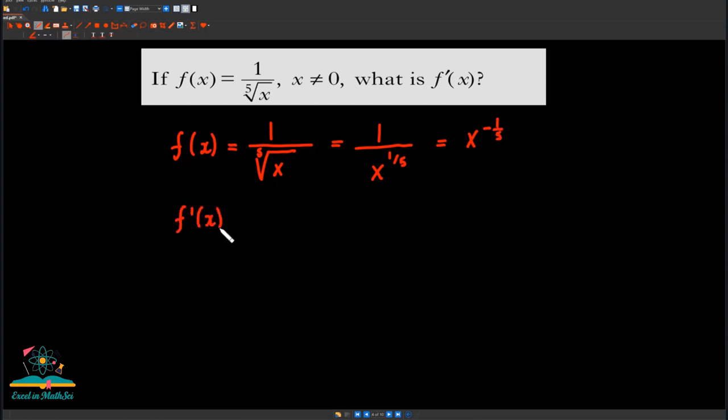So f dash x would give me, so that would be minus 1 over 5 x. Now we subtract 1 from there, so that would be minus 5 over 5, so that would be minus 6 over 5. Then of course we're just going to put that back into the same form.